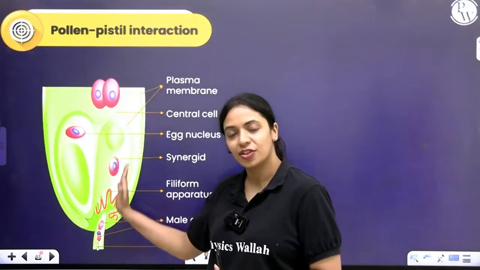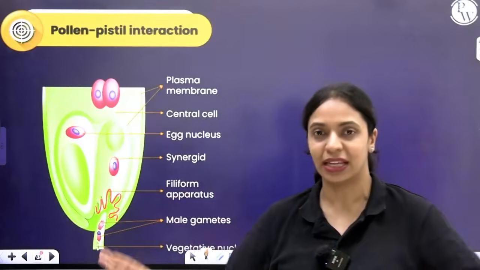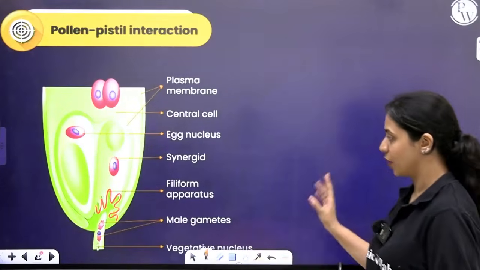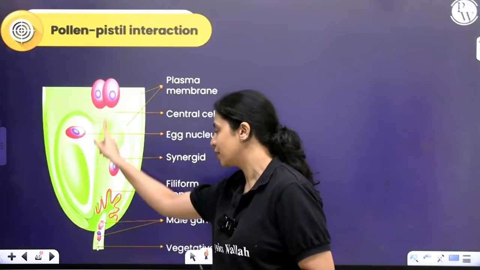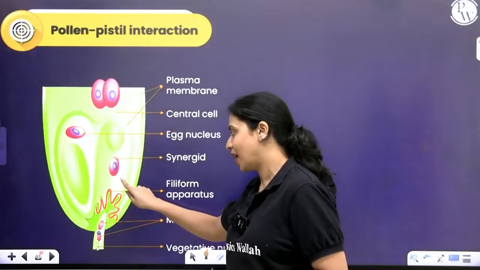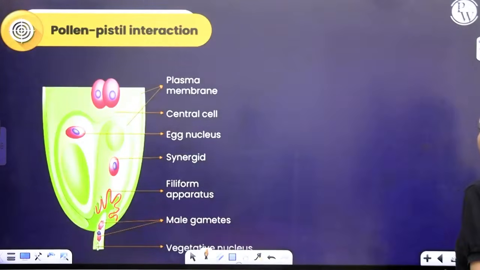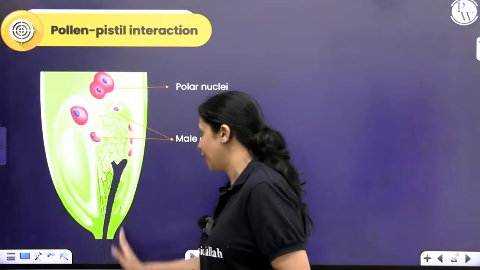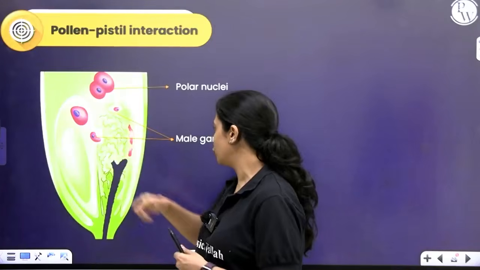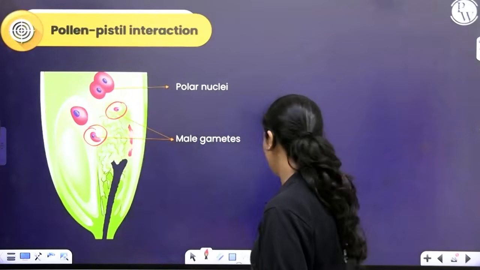Once it enters the synergid through the filiform apparatus, it will break open and release its contents, which is the two male gametes. Of the two male gametes, I'll tell you how fertilization will happen. For now, just understand it enters the embryo sac through the synergids, and in the synergids towards the micropylar end, you have this filiform apparatus. This is what will guide the pollen tube into the embryo sac. Once it enters, the synergid will get disintegrated, degenerated, and the two male gametes will get released. So this is one male gamete, this is the second male gamete.